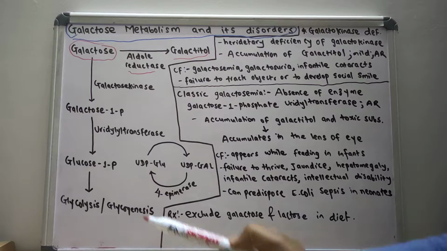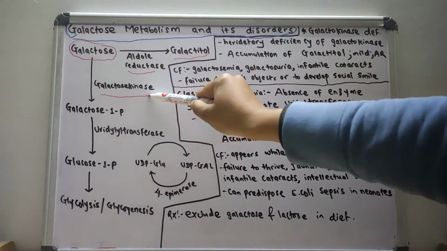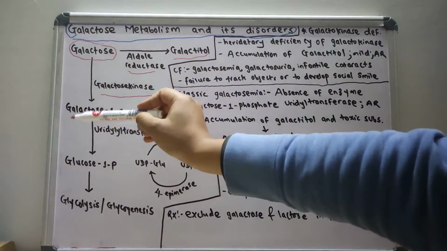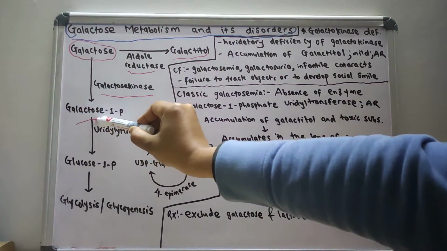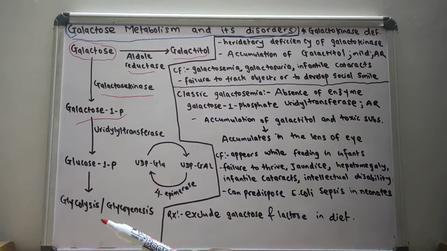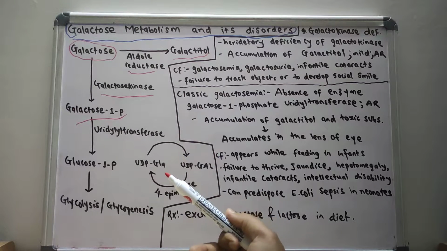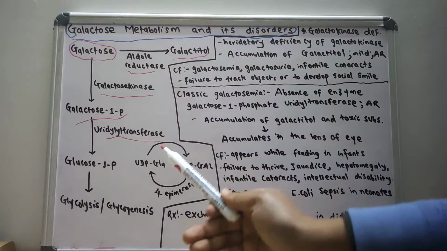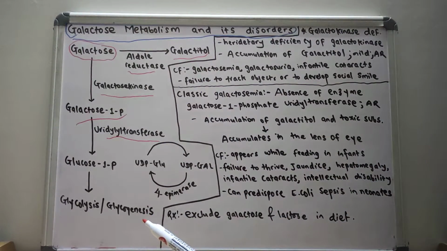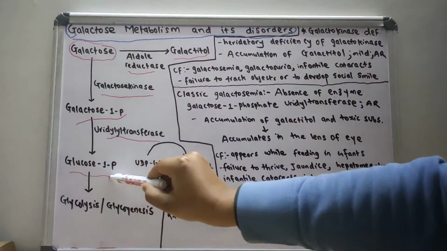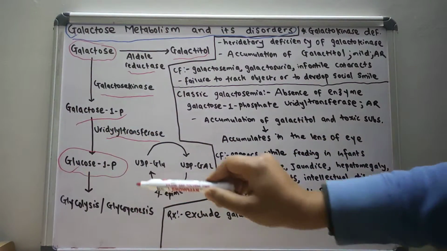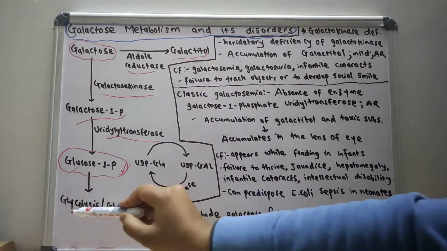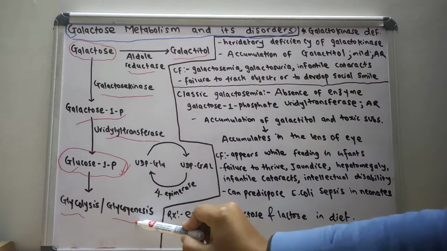Another reaction is that, with the help of the enzyme galactokinase, galactose is converted into galactose 1 phosphate. And with the help of the enzyme galactose 1 phosphate uridyl transferase, the galactose 1 phosphate is converted into glucose 1 phosphate. The glucose 1 phosphate may enter into glycolysis or glycogenesis.